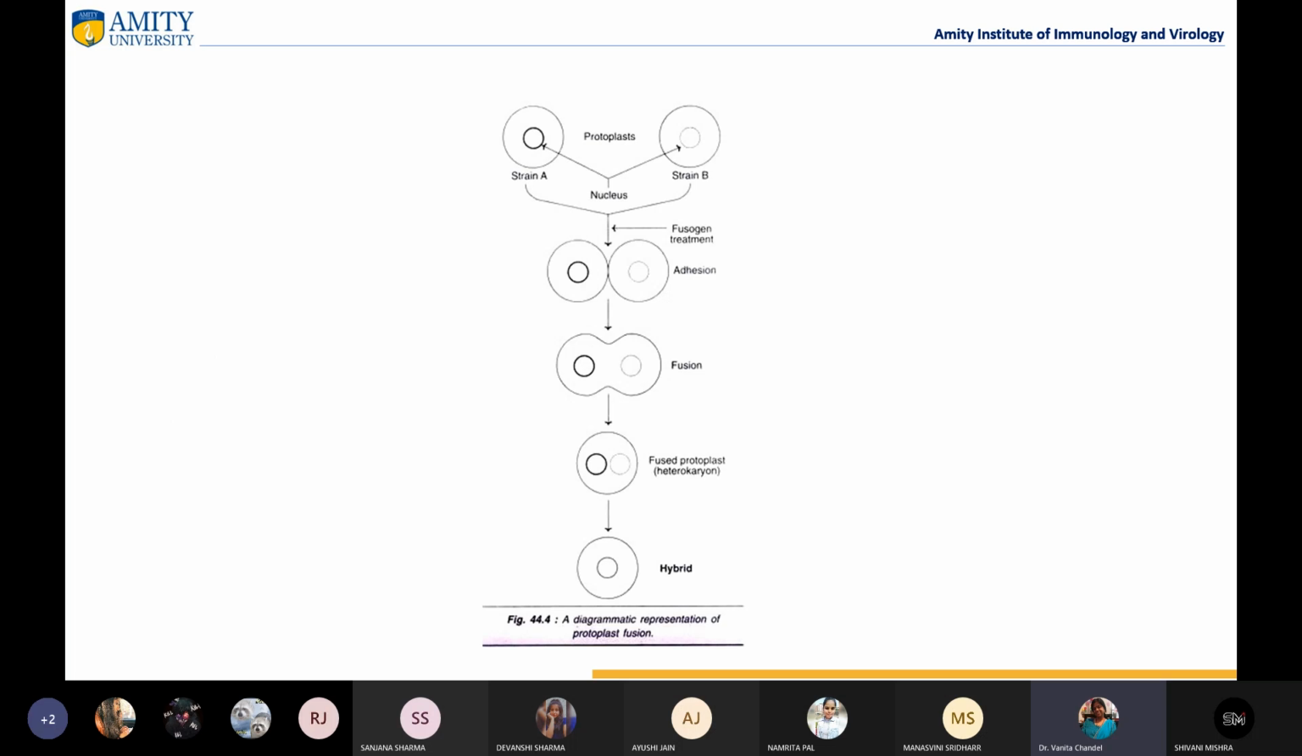So this is actually the process of protoplast fusion. We'll take maybe two different strains or two different plants. We will take the protoplasts, then we'll treat them with some fusogens, those chemicals that we named in the last line, and then the fusion will take place and a fused protoplast will be obtained.